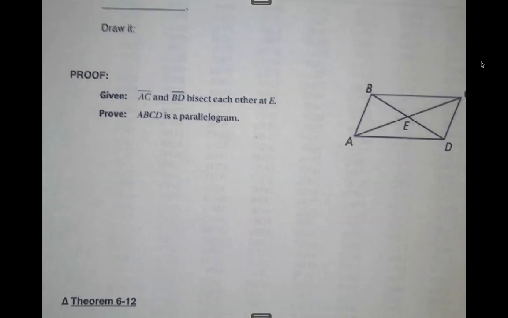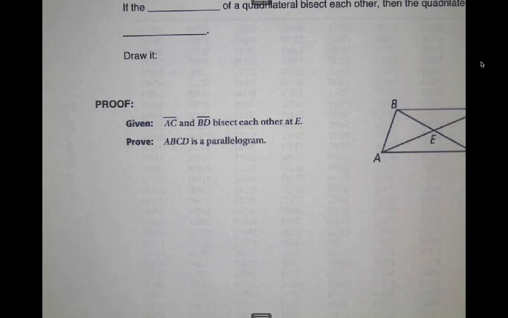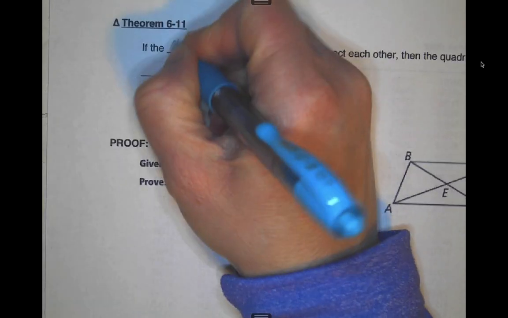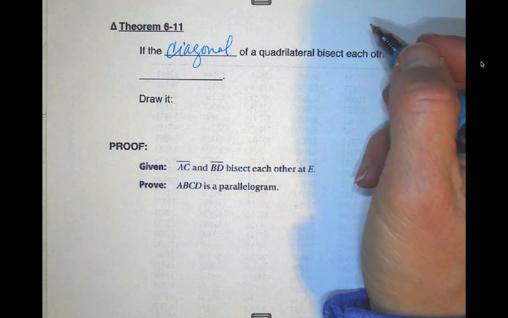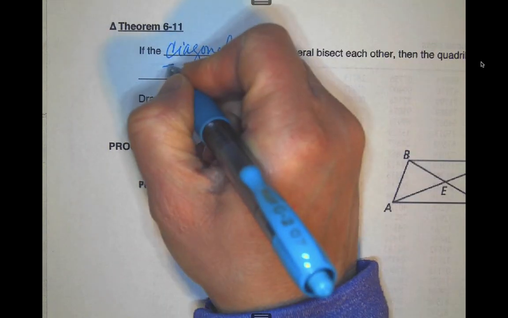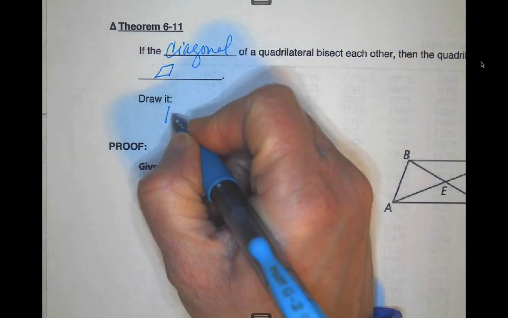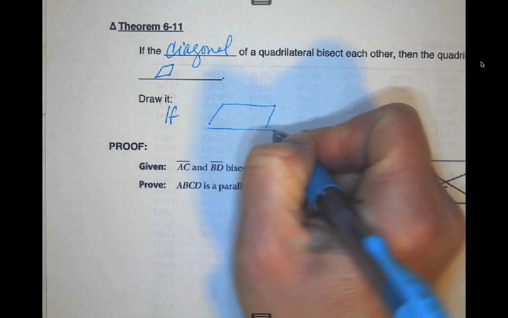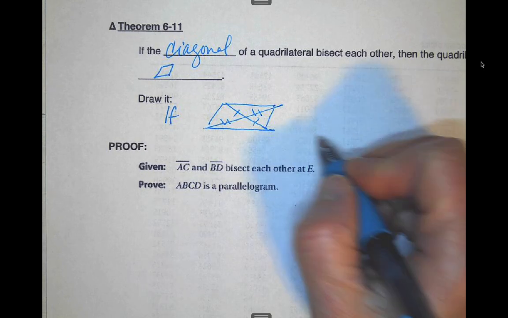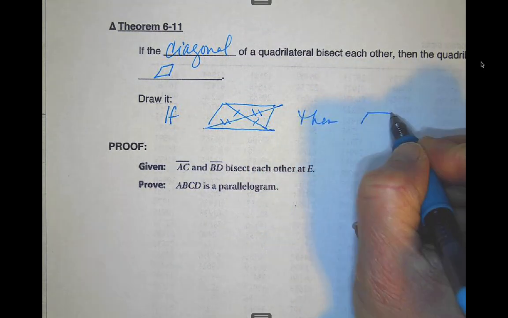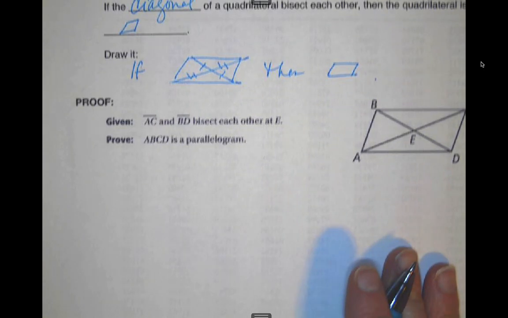The next one says, if the diagonals of a quadrilateral bisect each other, then the quadrilateral is a parallelogram again. So if these are bisected, then it's a parallelogram. Okay.